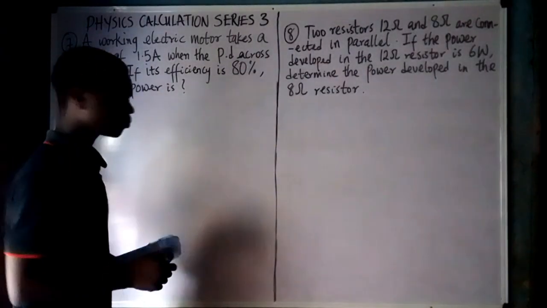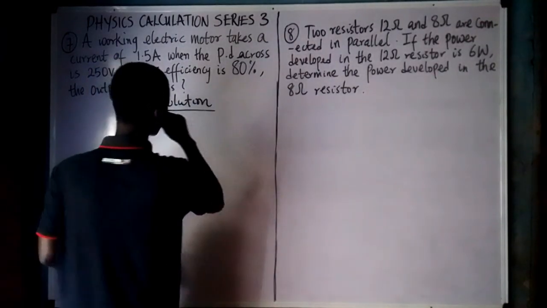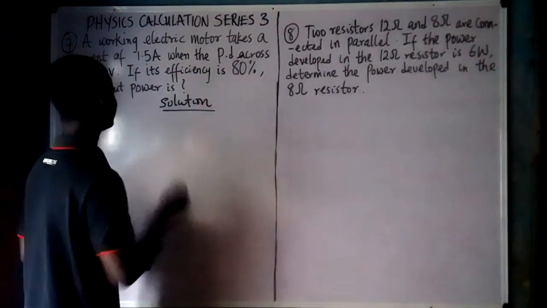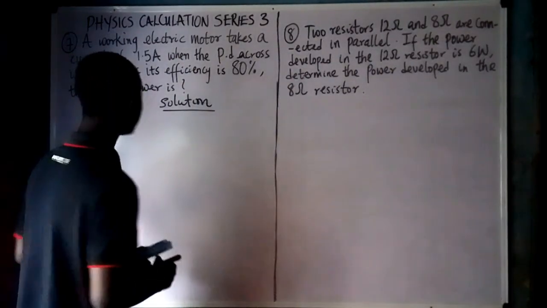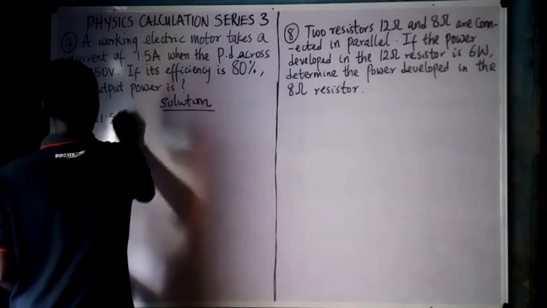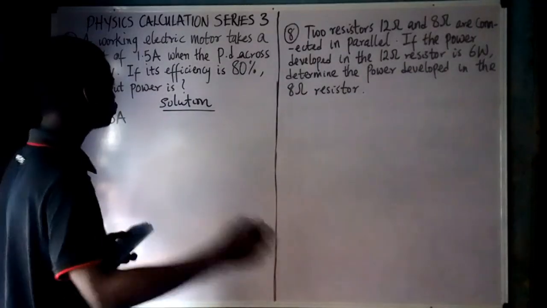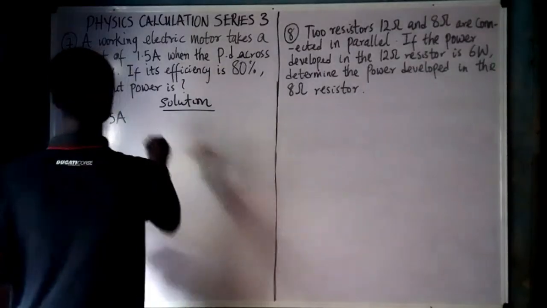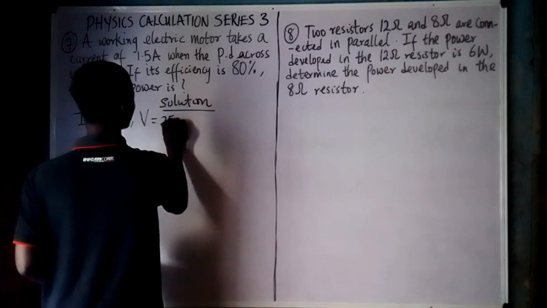We say solution. First thing first, when you are given a question in physics, like I will always say, everything that was given in the question, write them out. So we go again. A working electric motor takes a current of 1.5 ampere. That is for current, so I is equal to 1.5 ampere, because I is the symbol for current. Then, when the potential difference across it is 250 volts, we're given potential difference, symbolized by V, and the value for it is 250 volts.